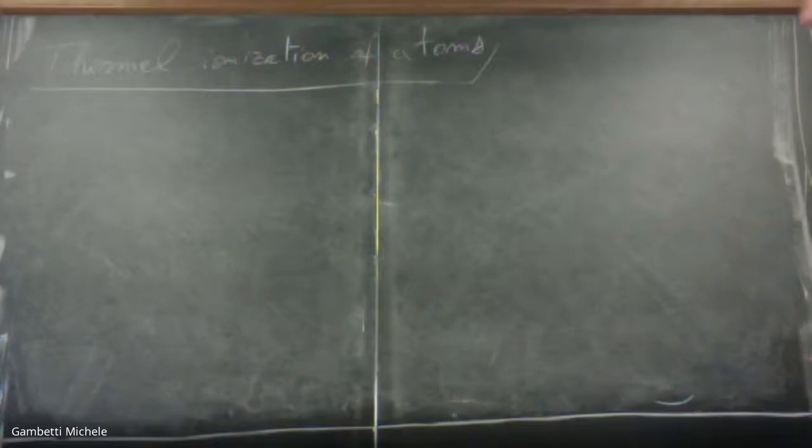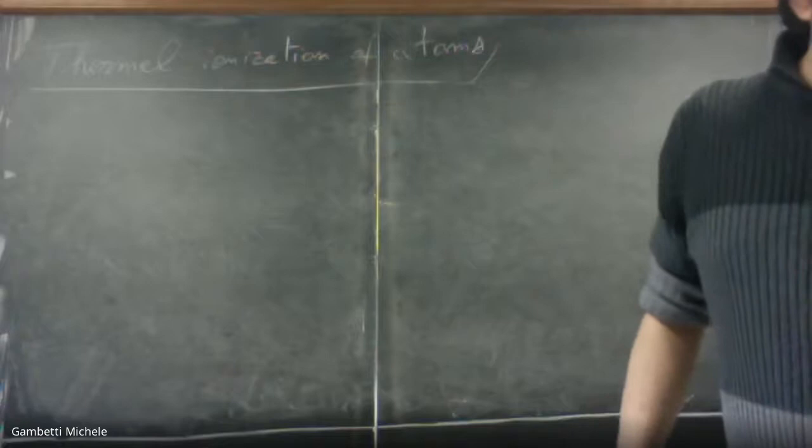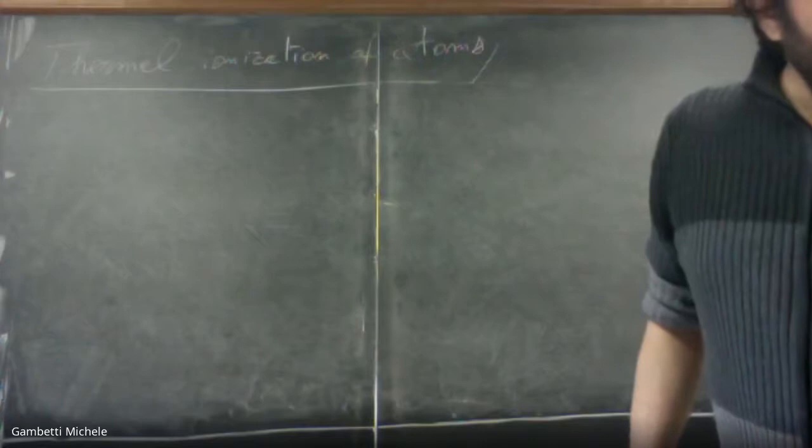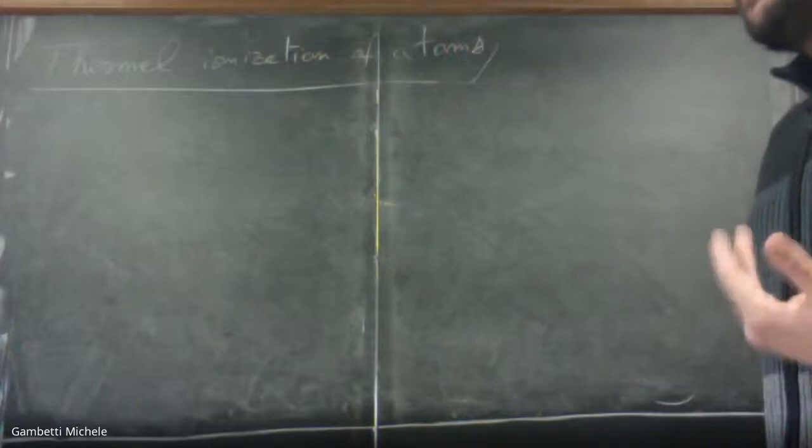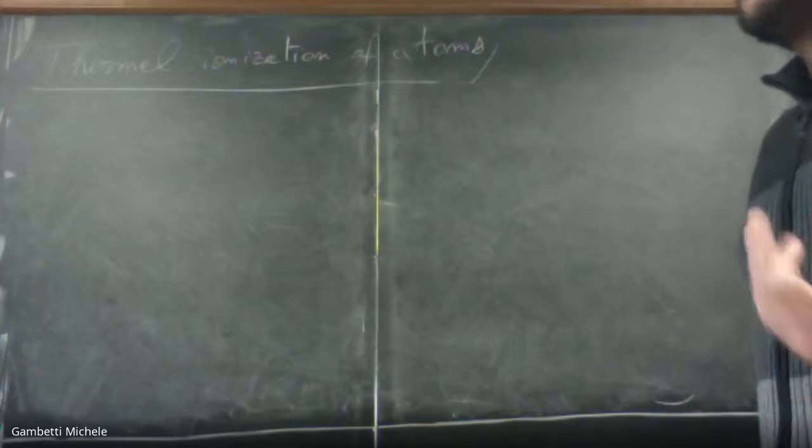Now, what is interesting about this application of the formula that we have just introduced is that, naively, one would say, okay, I know quantum mechanics, and I know that the number of ions must be suppressed with an exponential, which is the exponential of minus the ionization energy divided by the temperature.